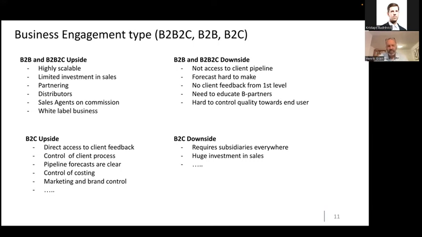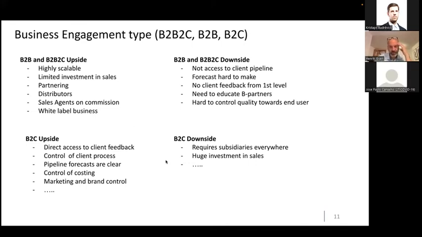And you probably can't control the end quality towards the end user, because if there is a distributor in over it, and they are not good enough or sloppy, the end users may experience a bad product or bad process, which can be difficult for you to control. So those are the downsides of B2B, but let's do the B2C first. The B2C upside is, of course, that you have direct access.